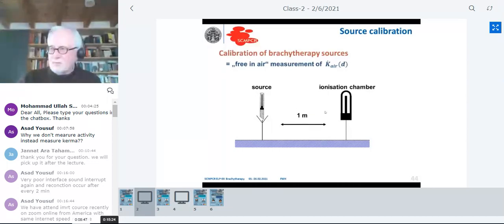This is a rather difficult setup to do. Simply positioning of the source and an ionization chamber exactly at 1 meter distance is a complicated affair that you can't so easily do. And also providing the free in air situation that you have low scatter is also not that easy. You need a big room, and all your measuring devices need to be far away from any scattering material, that is the walls, the afterloader, whatever.